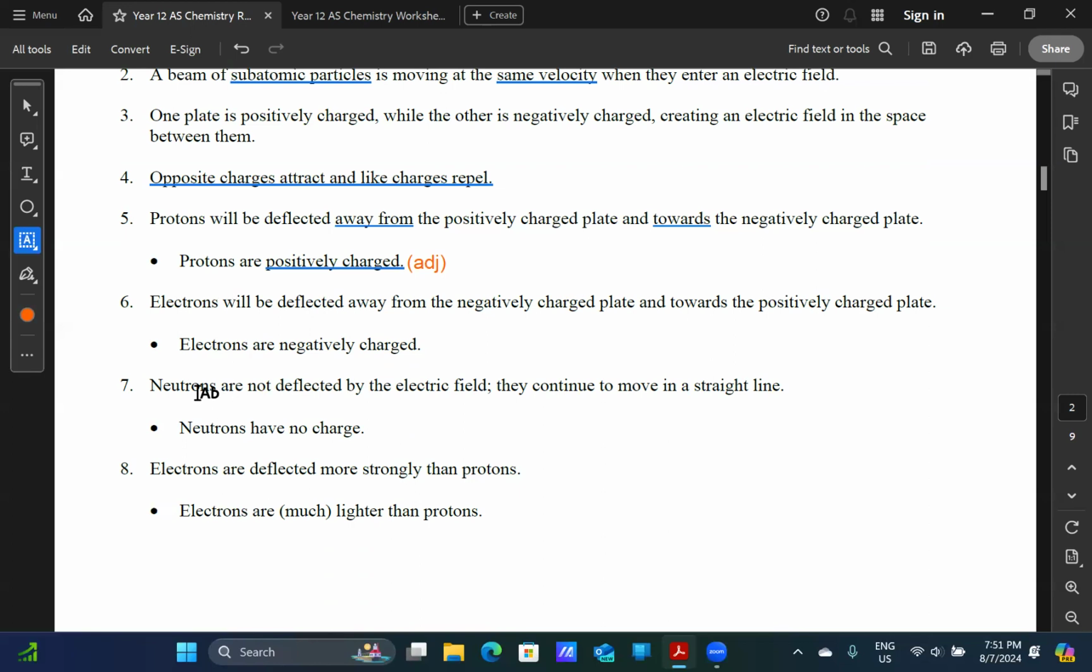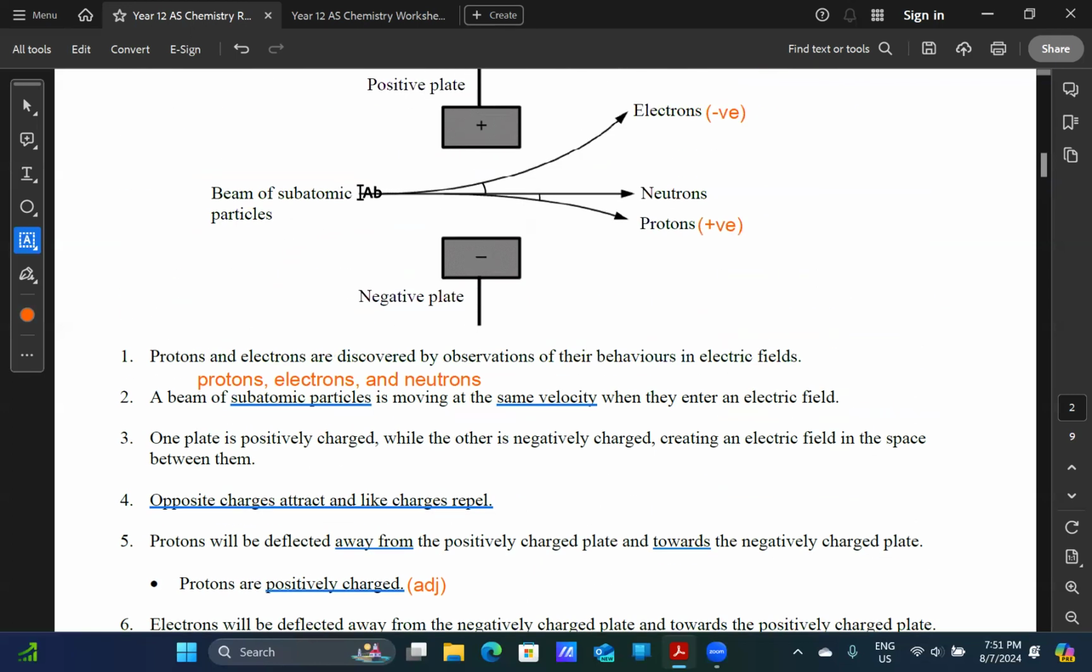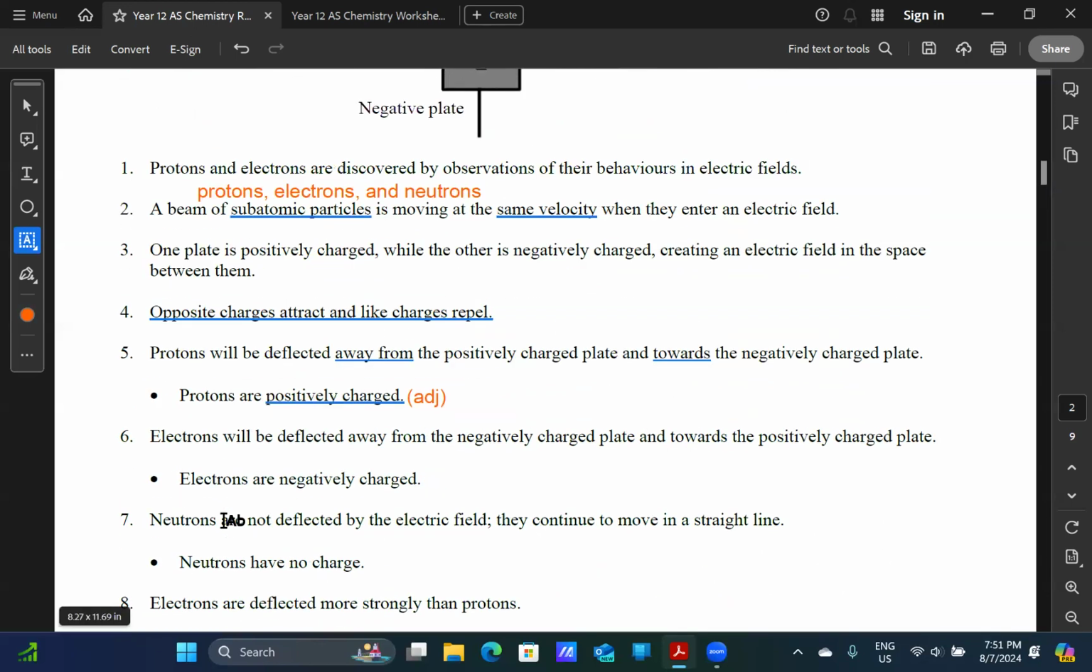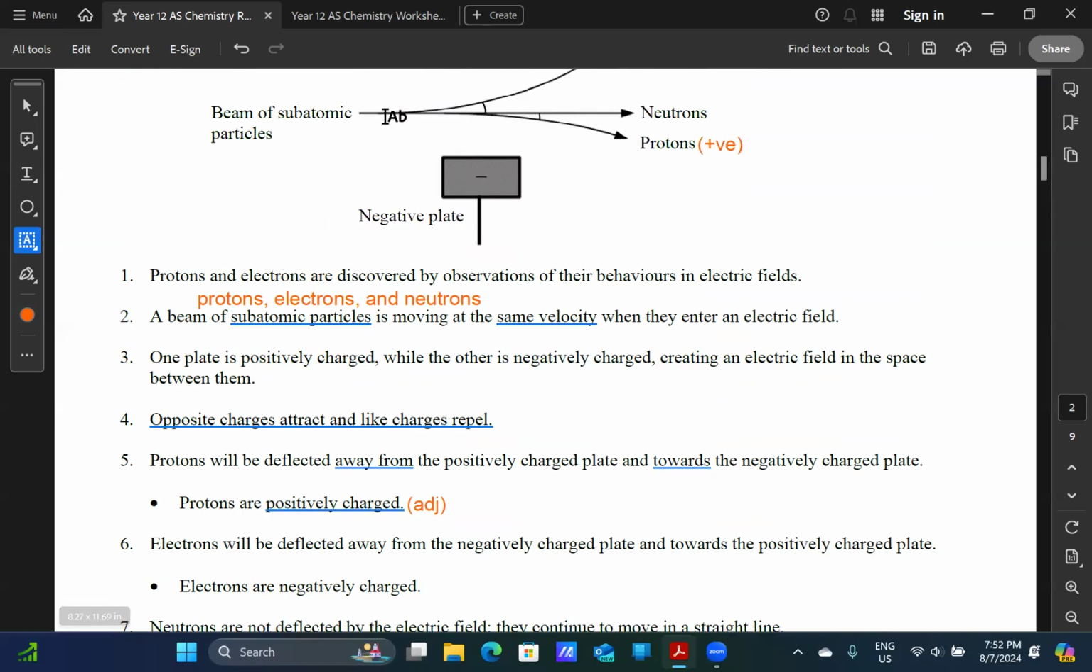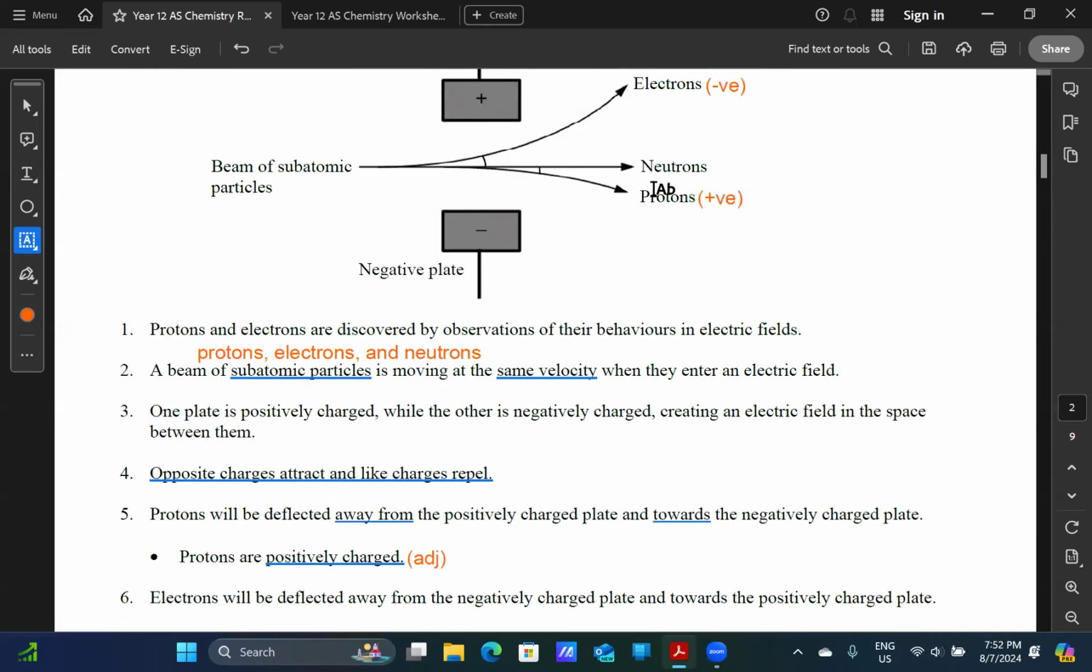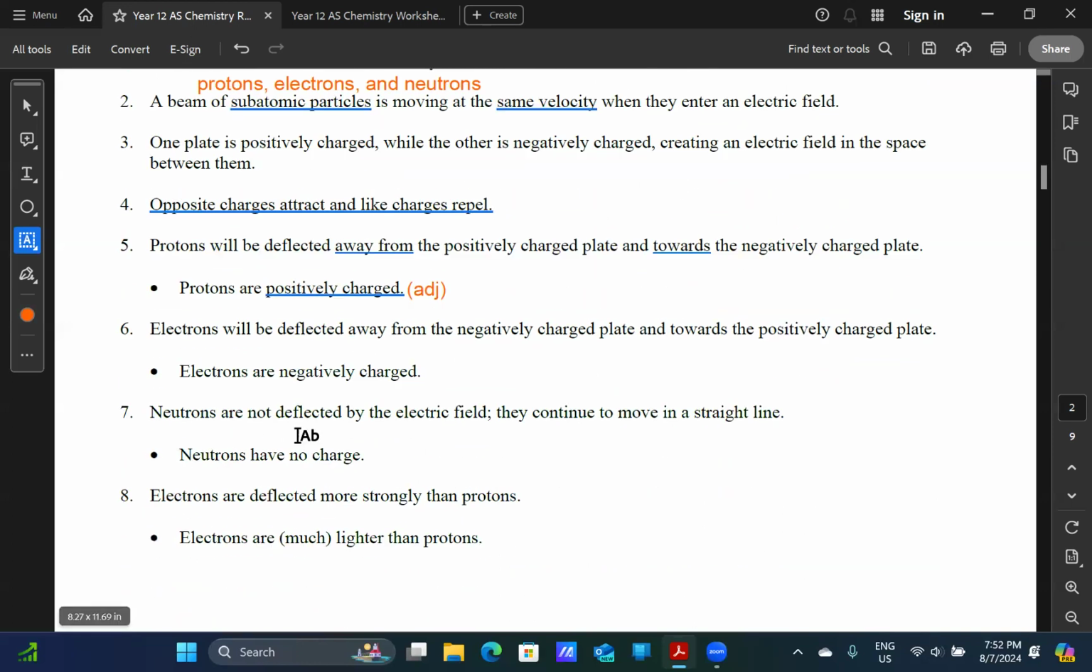Number 7, neutron, it passes through straight. It passes through the electric field without any deflection. Neutrons are not deflected by the electric field. They continue to move in a straight line. You will see out of these 3 subatomic particles, neutron moves straight as it passes through the electric field. The reason is neutrons have no charge. Without the charge, deflection doesn't happen.